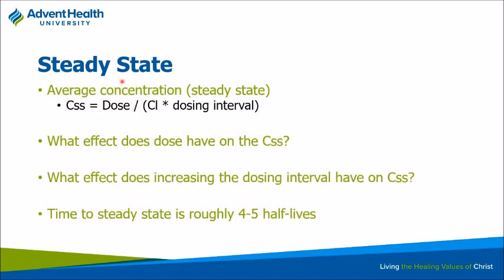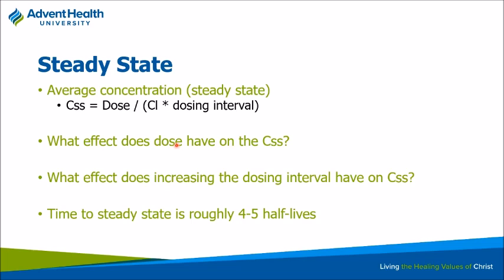So looking at the average steady state concentration here, what effect does the dose have on the steady state concentration? If I give a bigger dose, say I change a patient from giving 250 milligrams every 12 hours to 500 milligrams every 12 hours, what does that do to my steady state concentration? Logically, it's going to go up, right? Because again, I'm giving more drug, my concentration on average should go up as well.